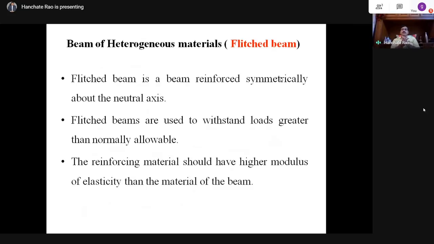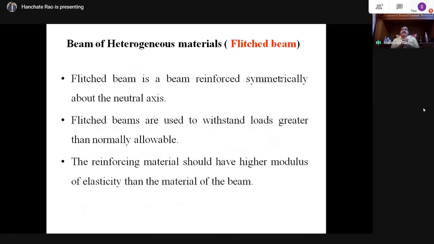Flitched beams are used to withstand loads greater than normally allowable. So you have already designed a certain section and found that higher loads are coming now. So you want to reinforce the existing section, and you use flitched beams.